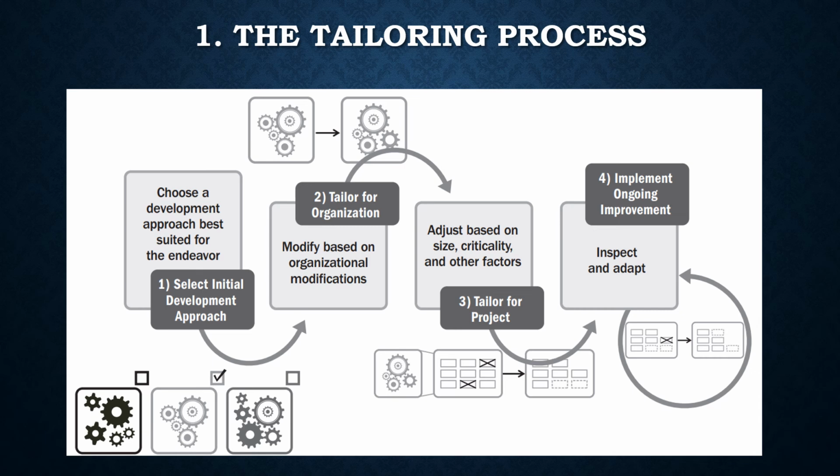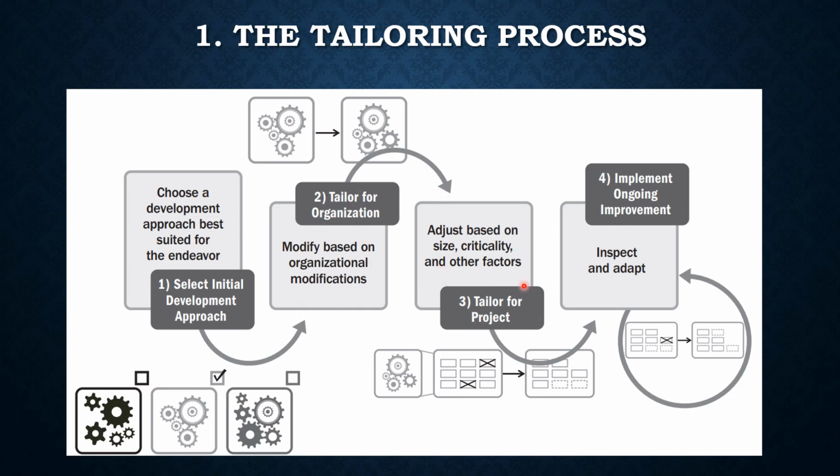This particular picture exactly talks about the steps available for the tailoring process. There are four steps given by PMBOK 7. The first step is selecting the initial development approach. Choose the development approach best suited for the project, and then tailor for the organization. Modify based on the organization. Right, the organization may have its own approaches, its own PMO and governance mechanism in place. So accordingly, you can tailor.